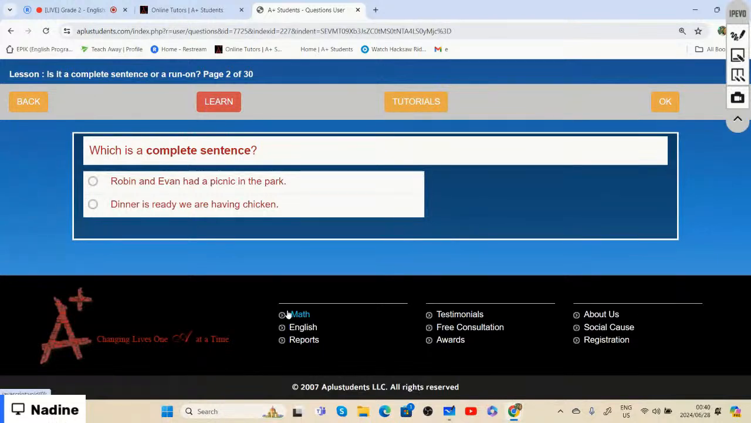Which one is correct? Remember, a complete sentence has a subject and a verb. Look at option one. It says Robin and Evan, that is our subject, had a picnic in the park. Then option two is dinner is ready, we are having chicken. That is two sentences in one sentence. So which option shows a complete sentence? Option one or option two?